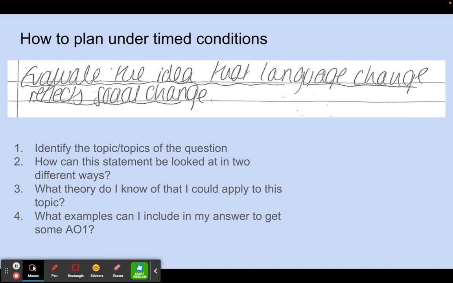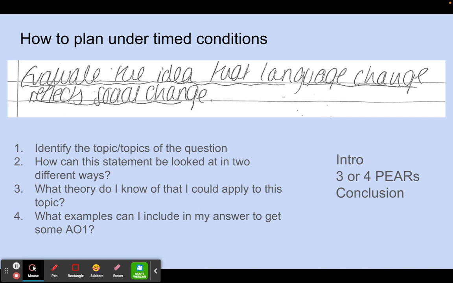Okay? And the last one, this should be easier if you have followed my previous strategy of writing AO1 on your flashcards. What examples can I include in my answer to get some AO1? So we need to include some linguistic terminology rather than just theory. Okay? Now that works out quite well for us because we know that the structure of our essay is going to look like this. You're going to start off with an introduction, you're going to have 3 or 4 paragraphs, and then you're going to ultimately conclude your essay.